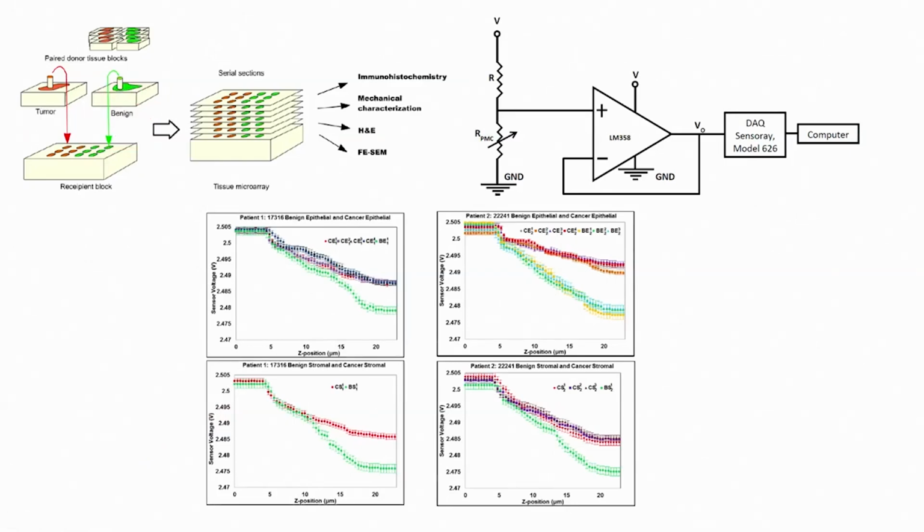Okay. When you slice the tissue, you can go for IHC, you can go for mechanical characterization, that means understanding the stiffness. You can go for H&E image, and you can go for FESEM, or field emission scanning electron microscopy.